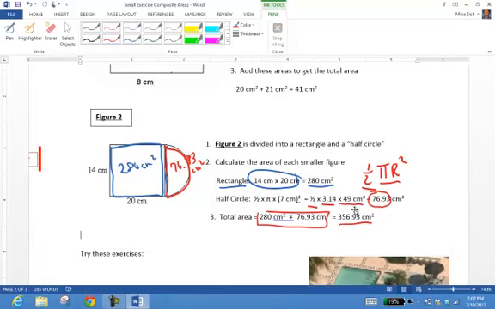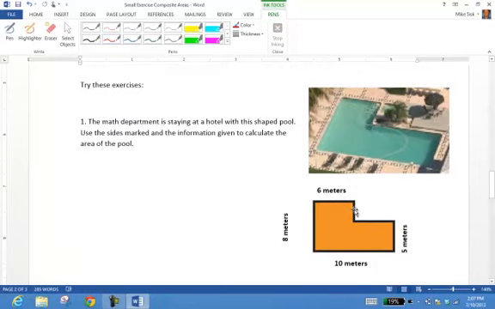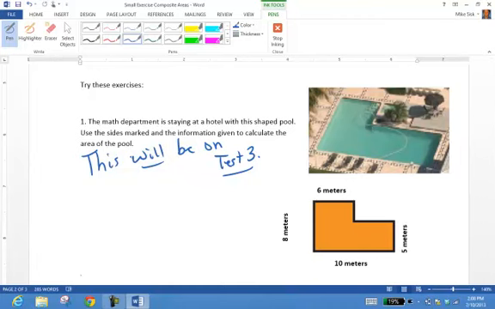You're asked to do 2 exercises, and one thing I want you to understand about this small exercise, I hope you're reading this video, this will be on test number 3, the last week of class. So if a person does not do the smaller exercises this time, they may have to pay for it. Here's the first exercise. The math department is staying at a hotel with this pool in the back of it. Use the sides marked to calculate the area of the pool.